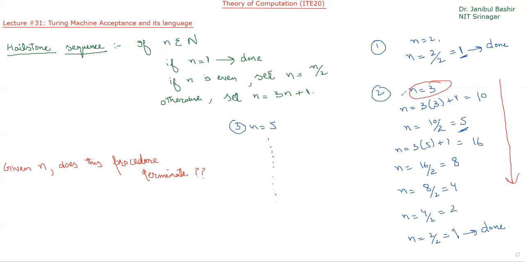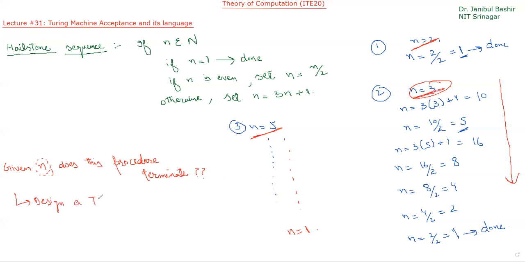Yes, it terminates when n is equal to 3. It terminates when n is equal to 2. Likewise, we can answer whether it terminates for n equal to 5. We have to carry it out and see. Terminating means n reaches 1. So if we are given this n, can we answer whether this procedure terminates? Can we design a Turing machine?